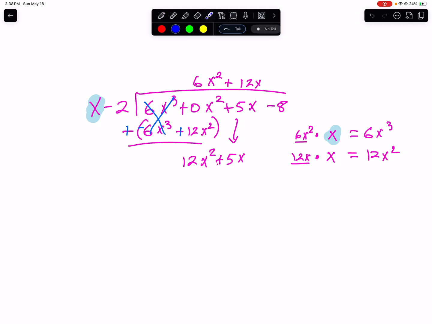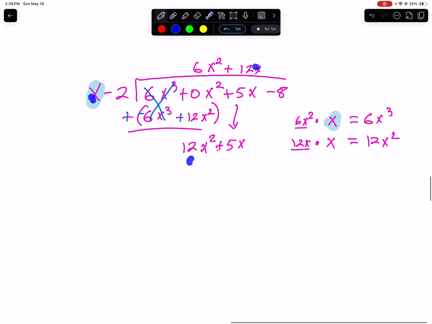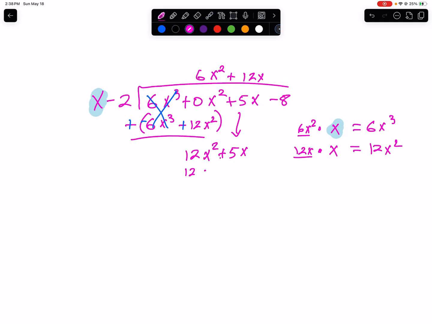And again, like I said, all the x's are lining up, all the x squareds are lining up. So if stuff gets out of whack, that's your cue. You can tell that it's getting out of whack. So we go 12 times x, 12x squared. Then I go 12x times negative 2, which is negative 24x right there. Yeah, we're good. Okay, so minus 24x.